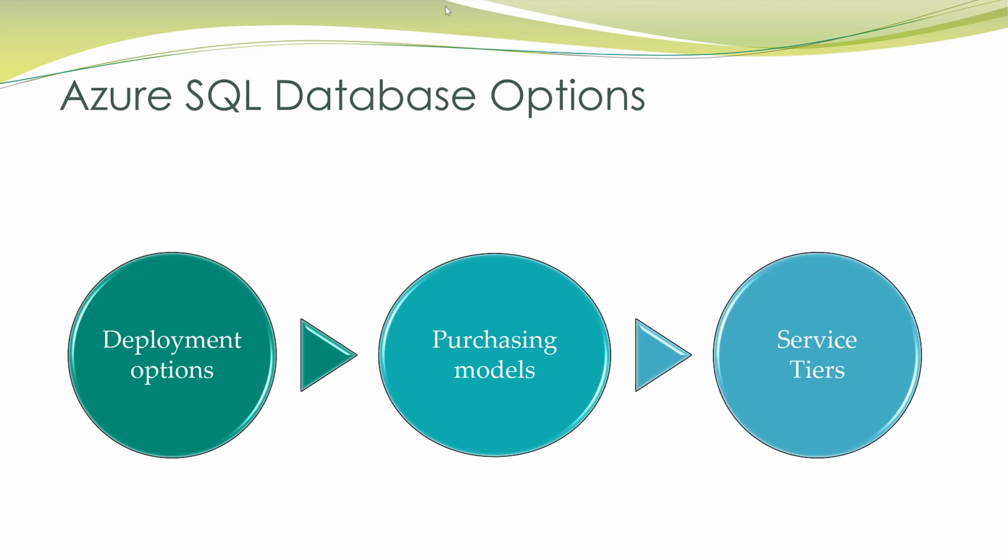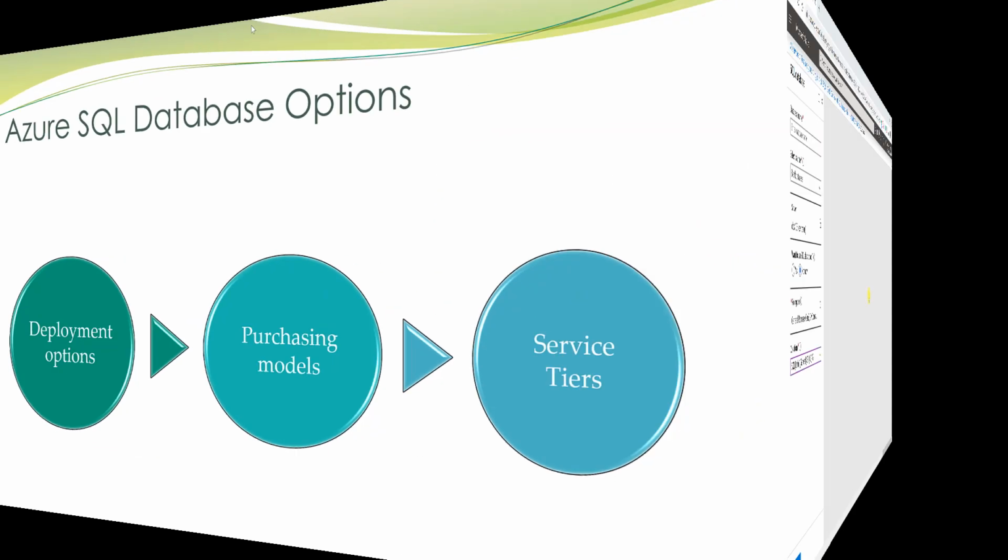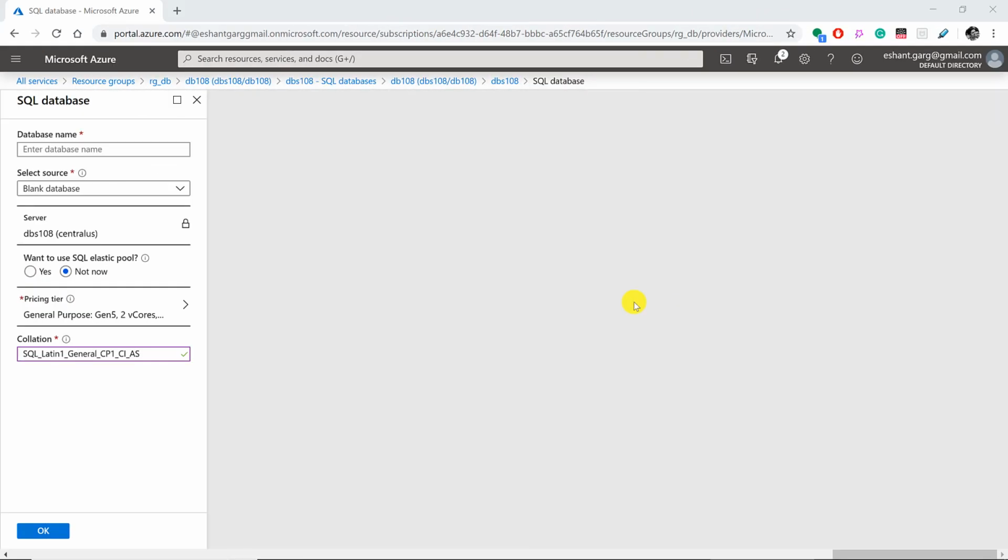After deciding the purchasing model, you need to decide the service tier. You can choose among general purpose or standard, business critical or premium, and hyperscale. The hyperscale service tier is only available for the vCore based purchasing model. Now let's go back to the portal.